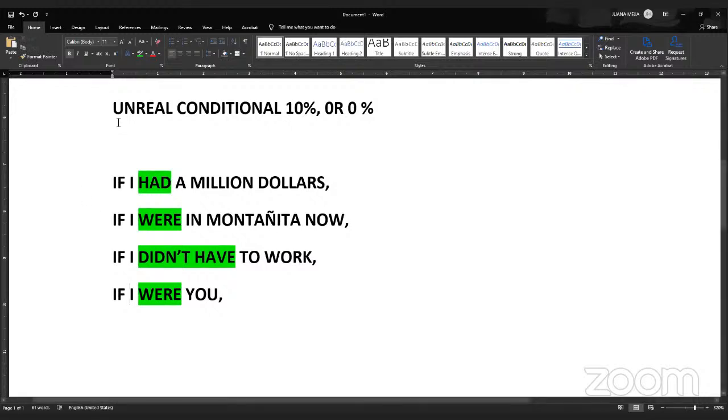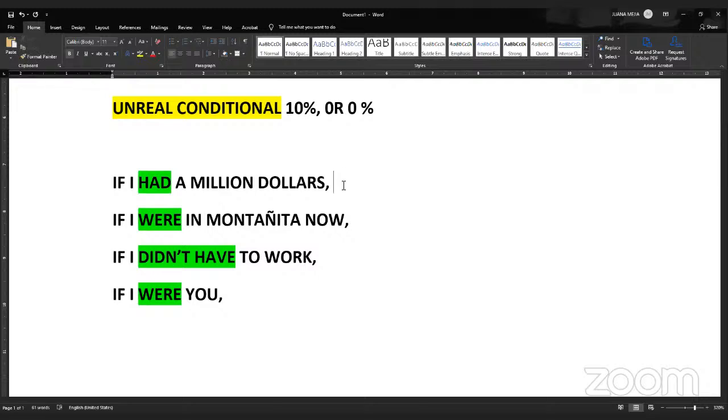Is unreal. Es un condicional irreal. Unreal conditional. 10% or 0% of probability. You see? Esta es una parte, es una cláusula. ¿Ok? Nos falta la otra cláusula, la cláusula de la consecuencia o la cláusula principal. If I have $1 million, si tuviera $1 millón, caramba, ¿qué haría?